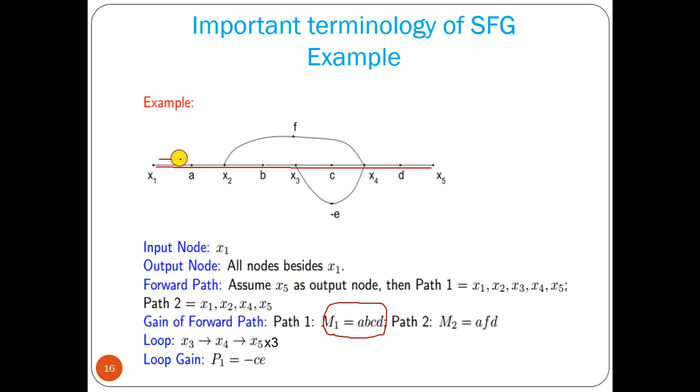We can have another forward path coming here and going through this way. What is the gain of that? A, F, D. Forward path gain is A, F, D. Loop, we have only one loop. What is the gain of that? C into E, minus C E. That is the loop gain. This is how we have to find it out.